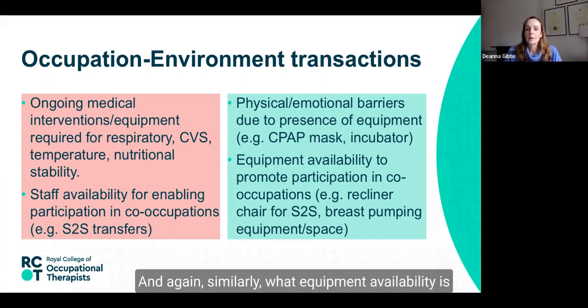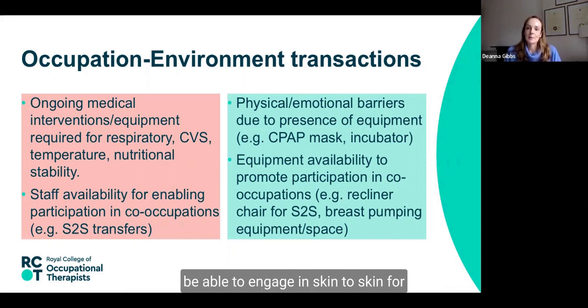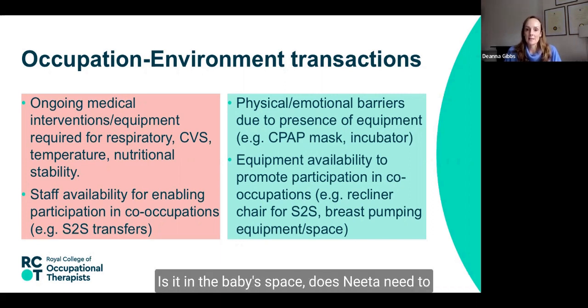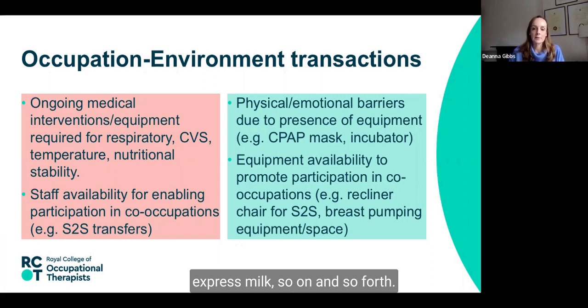And again, similarly, what equipment availability is there to promote participation in co-occupation? Are there comfortable recliner chairs for parents to be able to engage in skin-to-skin for longer periods if the baby tolerates it? What presence is there of breast pumping equipment? Is it in the space? Is it in the baby's space? Does Nita need to leave the baby's bedside in order to express milk? And so on and so forth.